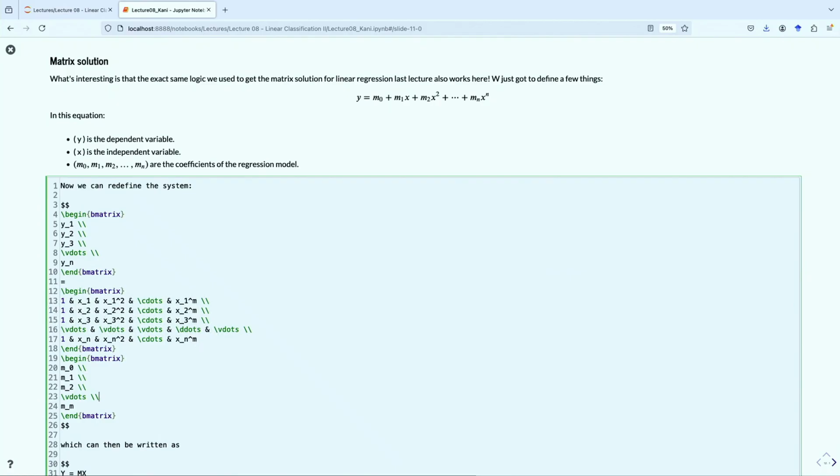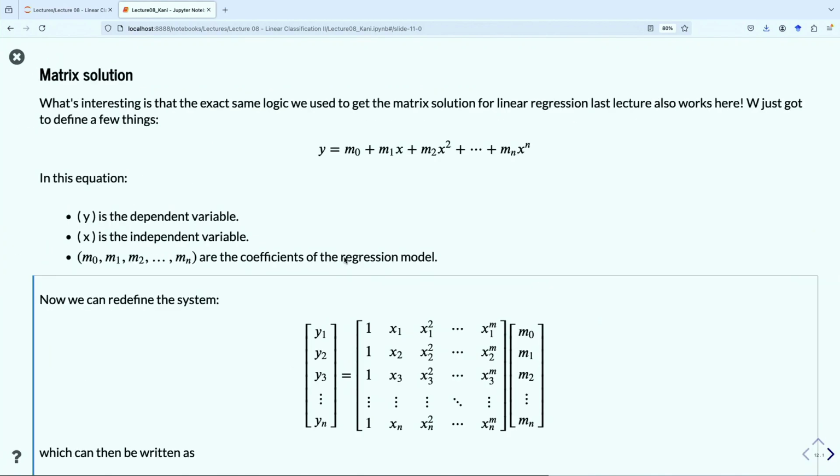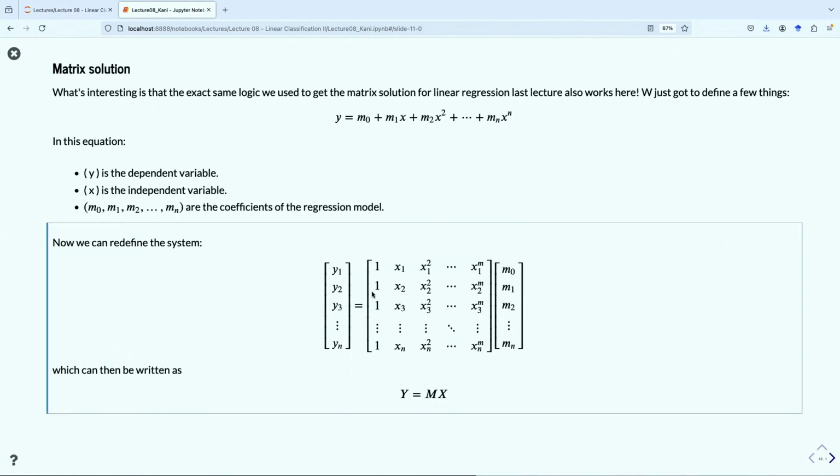I didn't double check this one especially. Oh well. So we have y1 is equal to 1, x1, x1 squared, all of this, multiplied by m0, m1, m2, and up to mn. So the major thing is we take all of this, and 1 gets multiplied by m0, x1 gets multiplied by m1, x1 squared gets multiplied by m2. That gives us this function here, and we say that's equal to data point 1.